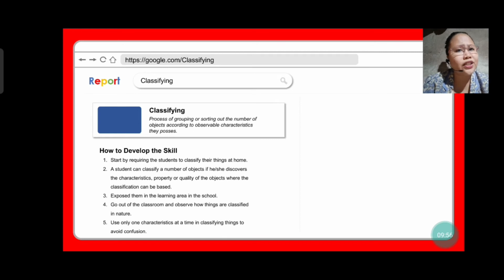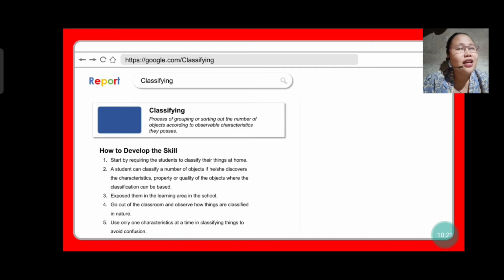Fourth is to go out of the classroom and observe how things are classified in nature. So we go out to the campus to collect the different kinds of leaves, by their color, their shape, their texture, and other things. And then fifth is to use only one characteristic at a time in classifying things to avoid confusion. So, one step at a time.